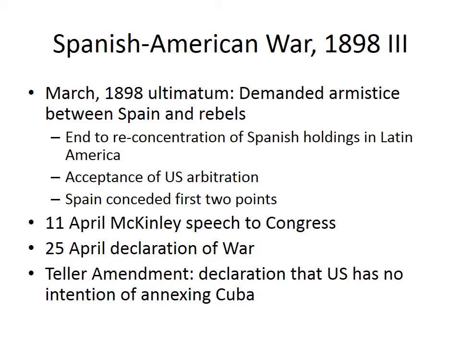The United States wants, when it goes into Cuba, to have the rebels on its side. Okay? And so in an effort to placate them, because the rebels are concerned that if you allow the United States in, you are substituting Spanish domination for U.S. domination, the Teller Amendment will be passed, which says that the United States has no intention of annexing Cuba.